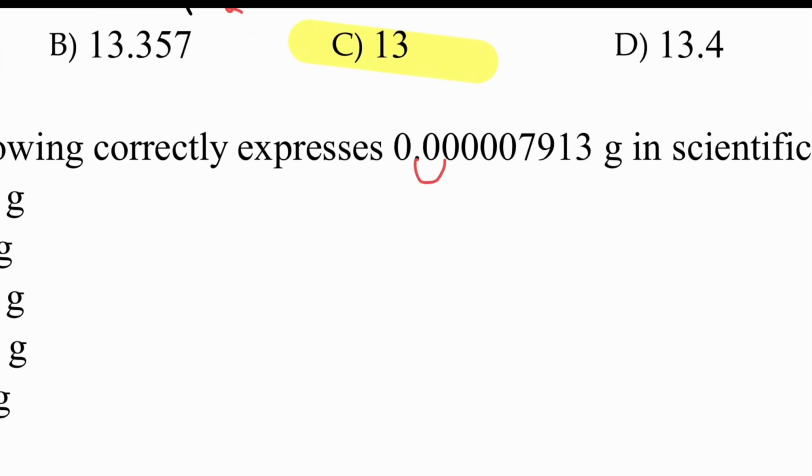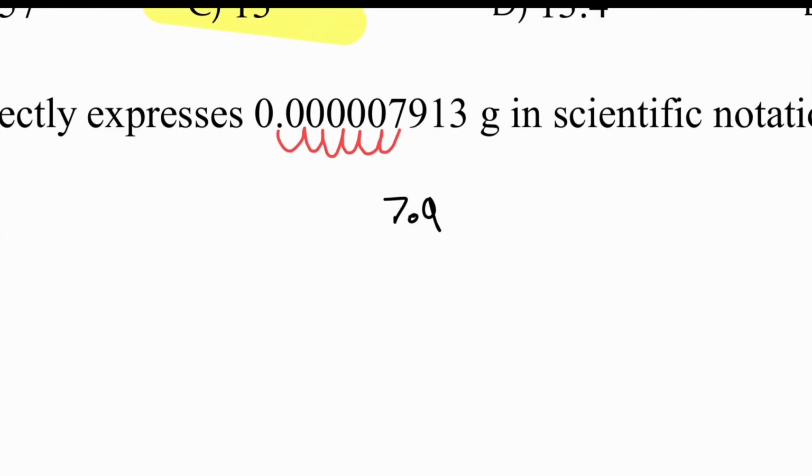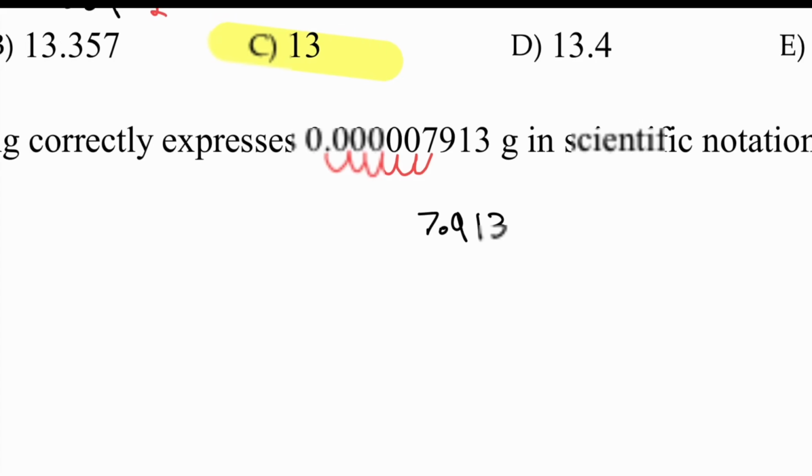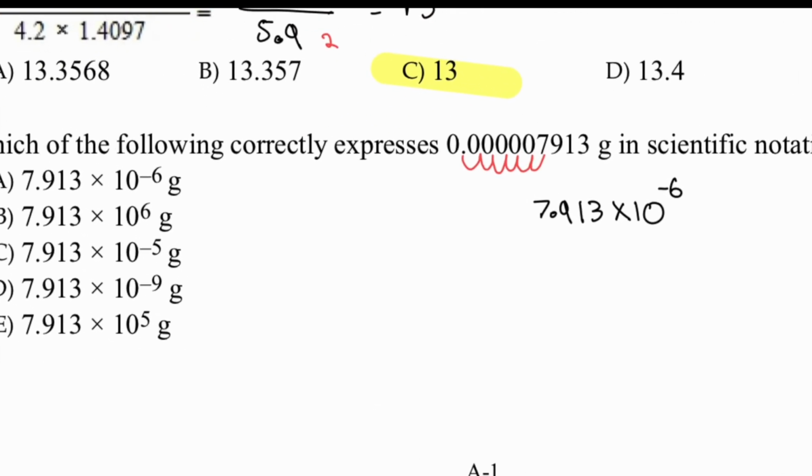We got 1, 2, 3, 4. Hold on, let me recount. 1, 2, 3, 4, 5, 6. So it should be 6 something. They keep it as 7.9, like that, and for this one we went 6. This will be the correct answer here.